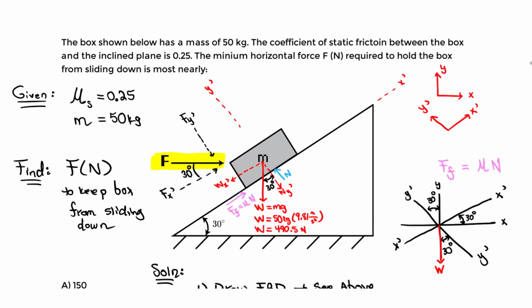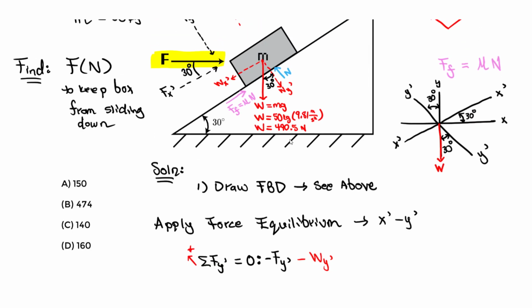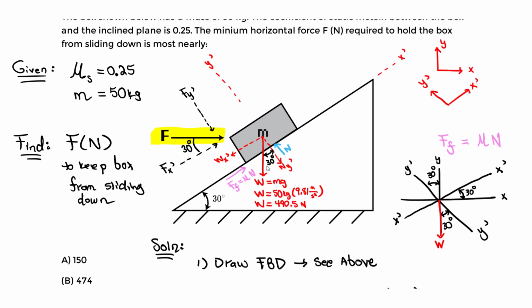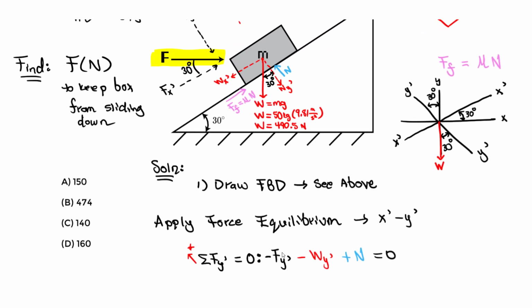Let's see. We have the Wy prime. It goes down, right? So it's going to go into the inclined plane. So it's going to be negative, right? So it's minus Wy prime. Then what else do we have? We have the normal force. It goes up, so it's positive. So plus n. And I think that's it. So all of this equals 0. So now let's break these down further. You could have done that in the first step, but I'm just trying to denote everything here.